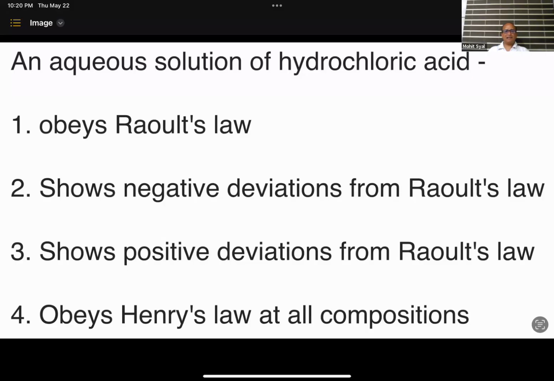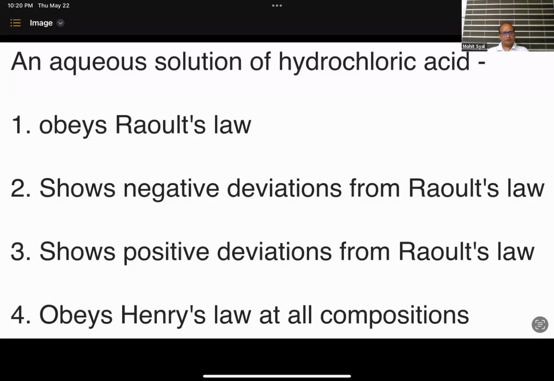This is the same as that of water and nitric acid. They bind each other very strongly. Similarly, water and HCl also bind each other very strongly. And when they bind each other very strongly, their vapor pressure is going to be less. So they will show negative deviation and they will form a high or maximum boiling azeotrope. So option 2 is the correct option.